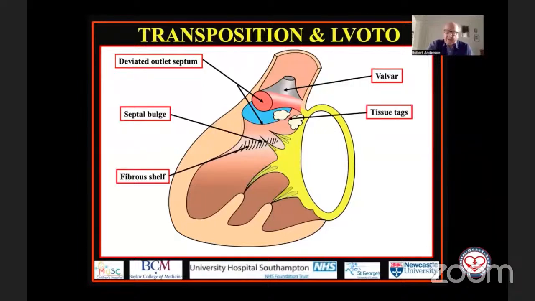We can also have tissue tags. We're not going to be looking at this, nor are we going to be looking at abnormal arrangements of the tension apparatus. But what we are going to see is how there can be fibrous shelf producing obstruction in the setting of an intact ventricular septum. But then Diane's going to emphasize to you the important variant in the setting of a ventricular septal defect, caudal deviation of the muscular outlet septum.